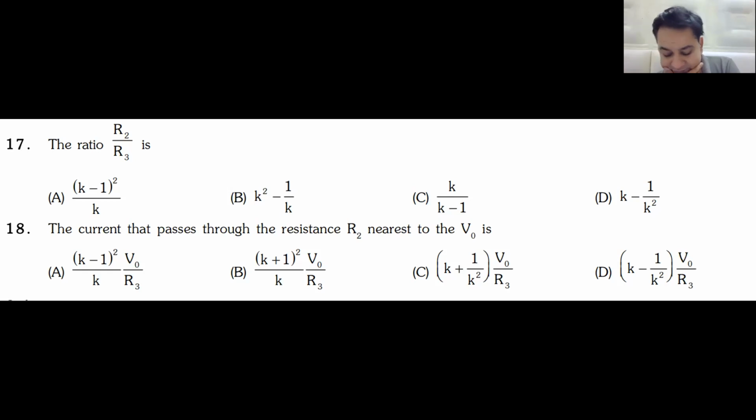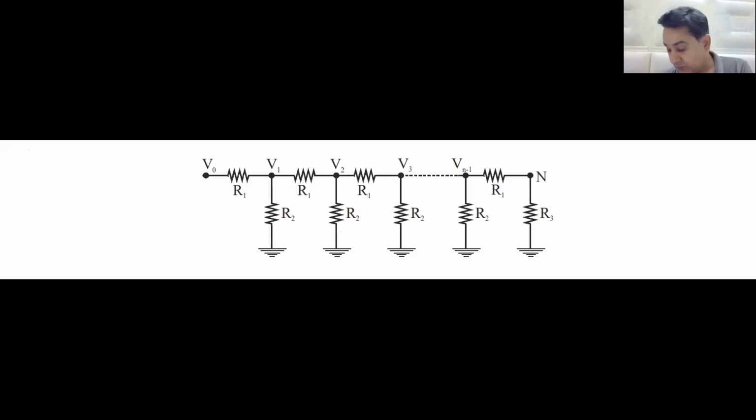I think you can do that. They also want us to find out the ratio of R2 by R3. Can you do R2 by R3 for me? R3 is the last resistor. Do we understand this? Yes, sir. R3 is the last resistor, this one. Ratio of R2 by R3. Can you do this? Yes.